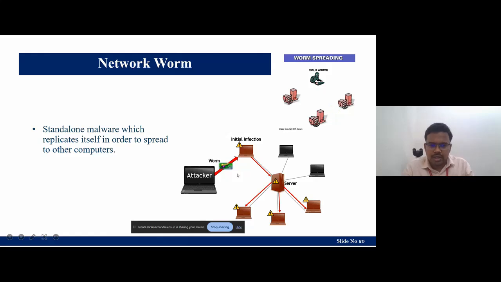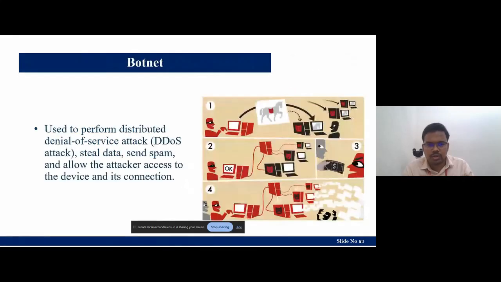A worm is also similar to a virus, but a worm doesn't need any medium. A worm can spread by itself. So it's a standalone malware. It will replicate to another device, and it will compromise the entire device. So just understand the concept of virus and worm. Let's move on to the botnet.